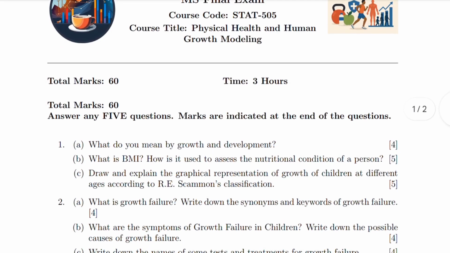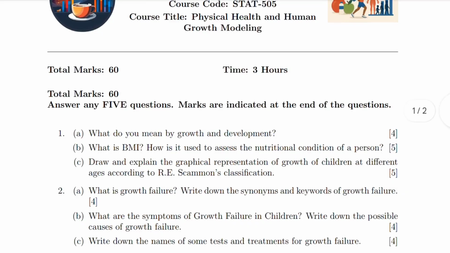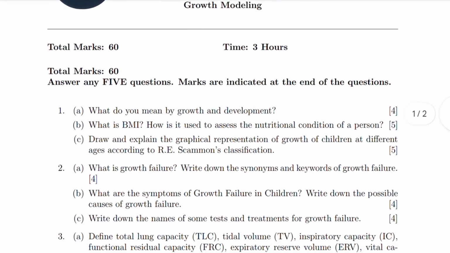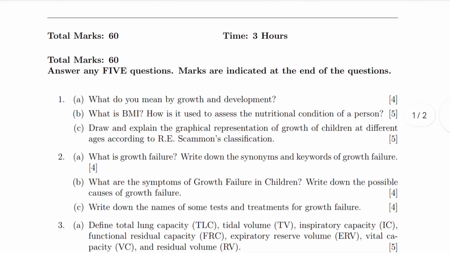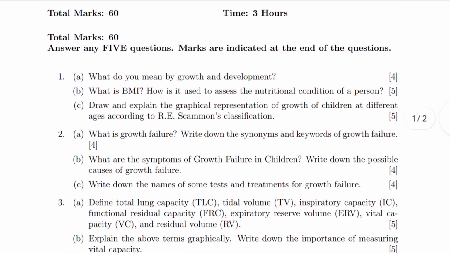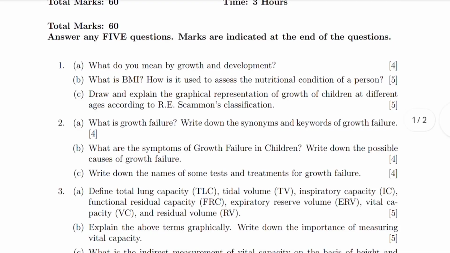2. A. What is growth failure? Write down the synonyms and keywords of growth failure. B. What are the symptoms of growth failure in children? Write down the possible causes of growth failure. C. Write down the names of some tests and treatments for growth failure.